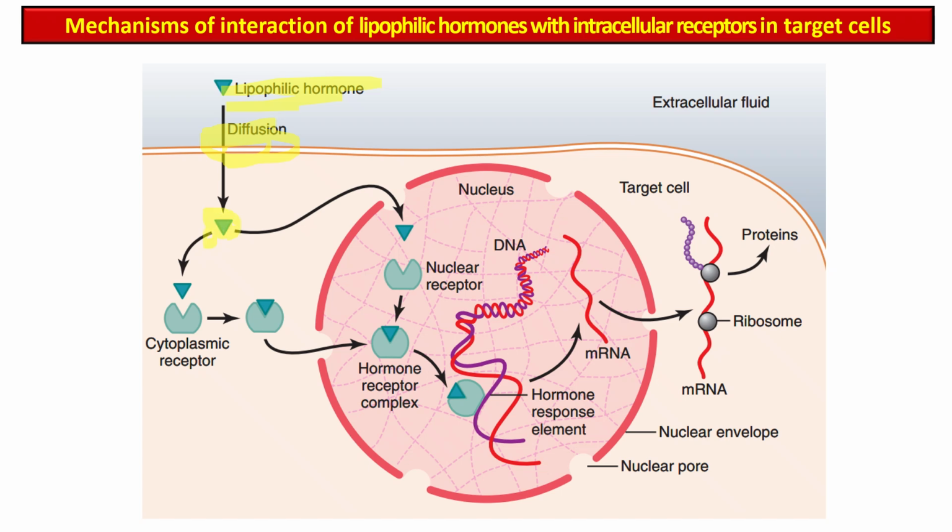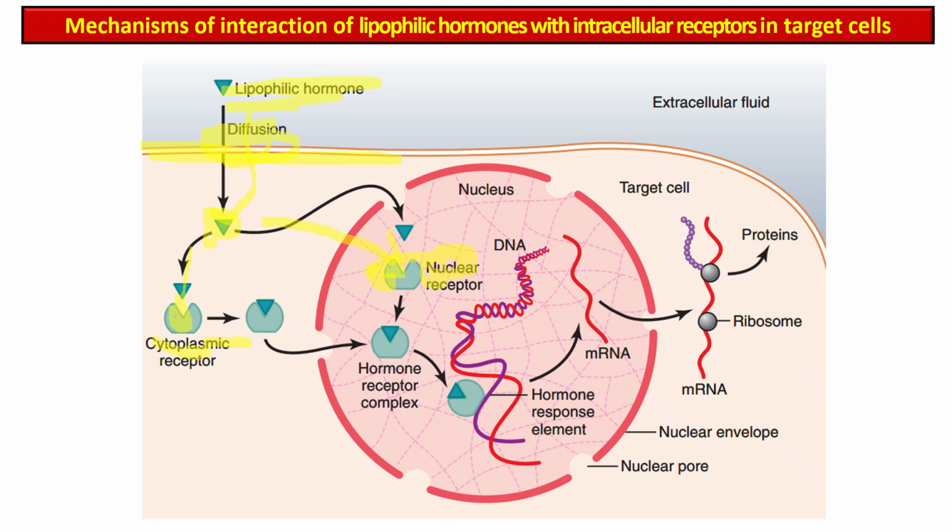enters the target cell by passive diffusion across the lipid bilayer due to its solubility. It is fat soluble, so it passively diffuses into the cytoplasm. Then the receptor binding inside the cytoplasm or within the nucleus can occur. Inside the cytoplasm, the hormone binds to a cytoplasmic receptor, or it may diffuse directly into the nucleus and in the nucleus bind to the nuclear receptor. The binding forms a hormone receptor complex.